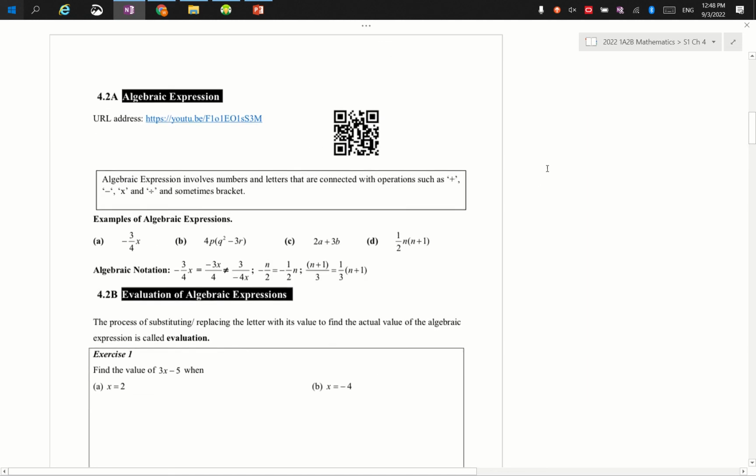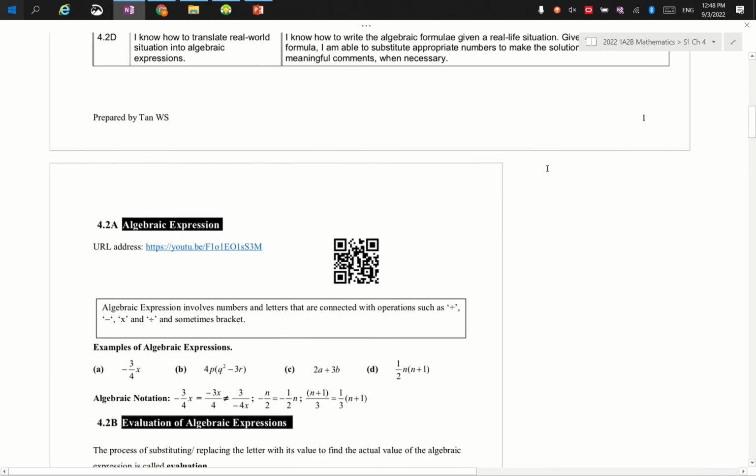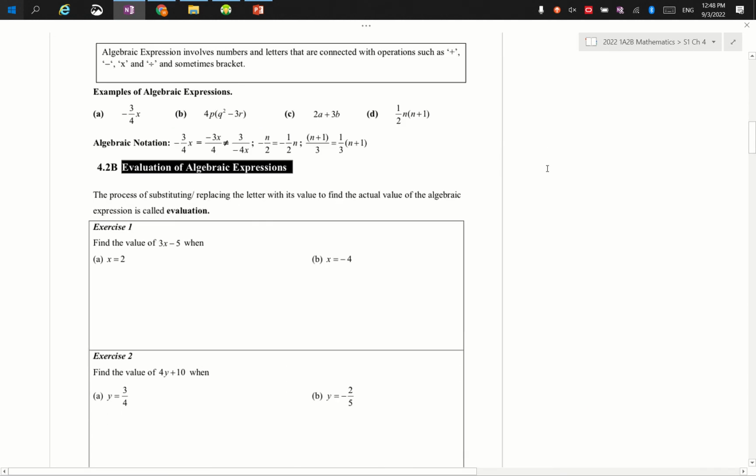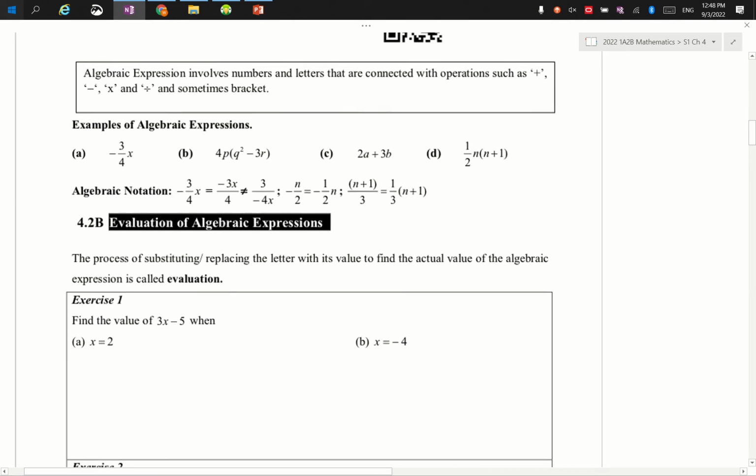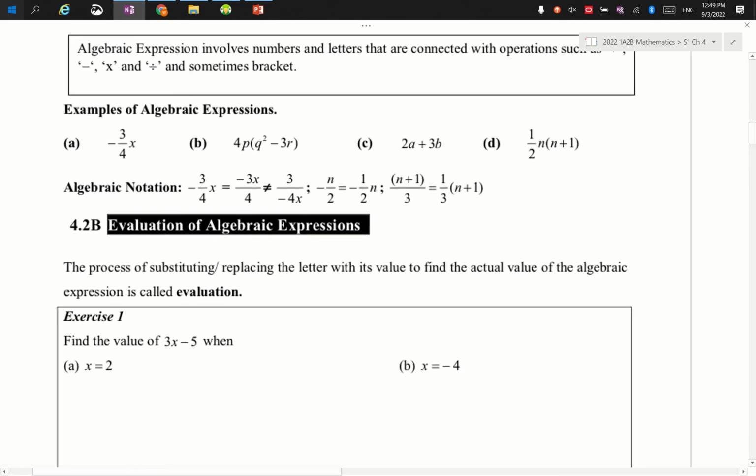Okay, I want to draw your attention to page 2. These over here, they are algebraic expressions. They're just ways of writing algebraic expressions. So for example, this over here is read as negative 3/4 of x. So it's negative 3/4 times x. We have 4p multiplied by q squared minus 3r, so on and so forth.